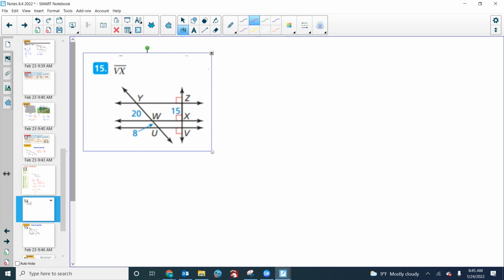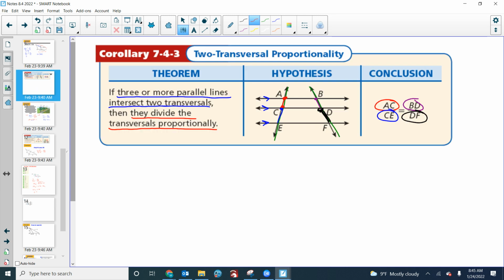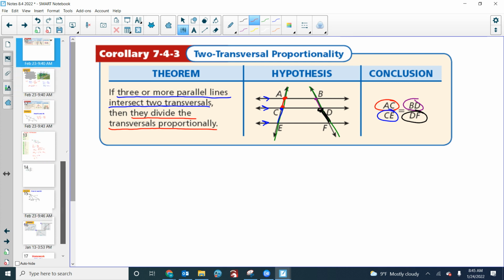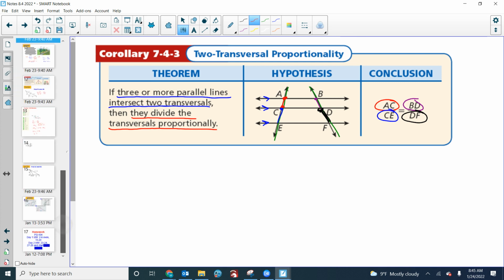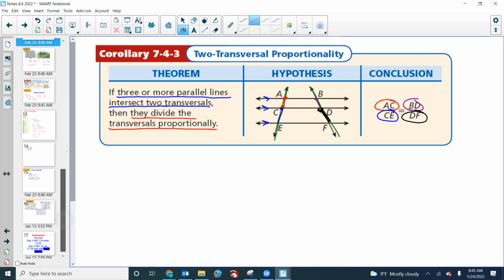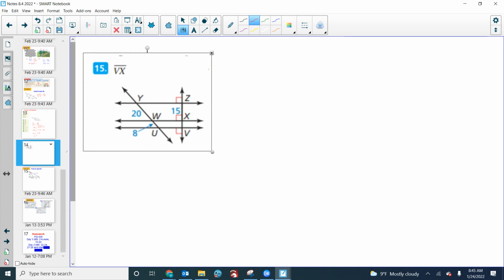All right, now, if you get confused, go back to the theorem we learned and talked about. It said if 3 or more parallel lines intersect 2 transversals. Okay, so let's check to see if that part of the hypothesis is satisfied. So am I told these lines are parallel? No, but can I say they're parallel? Yeah. If corresponding angles are congruent, these lines are parallel.